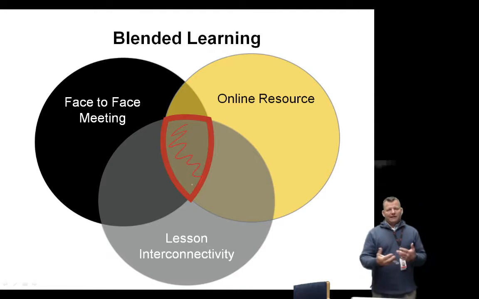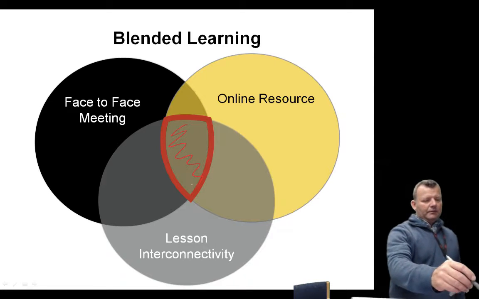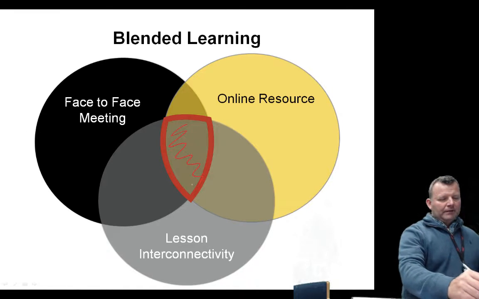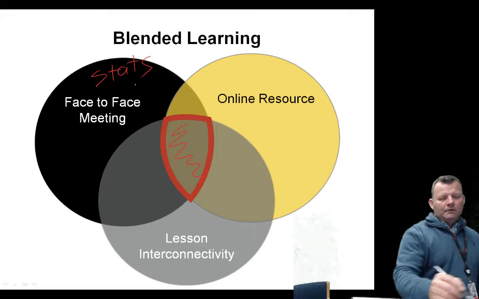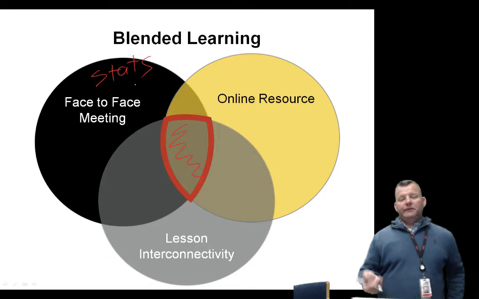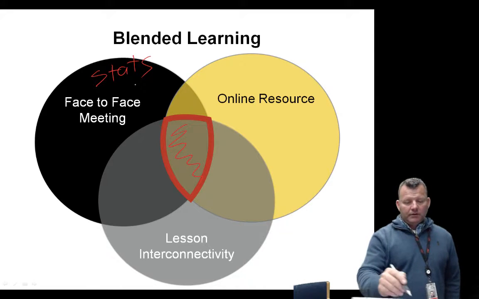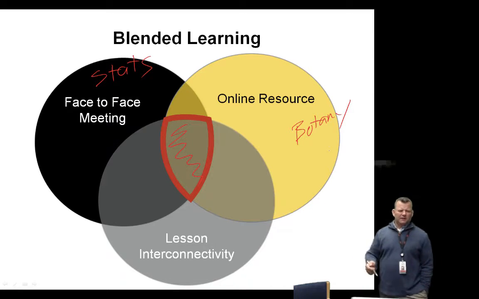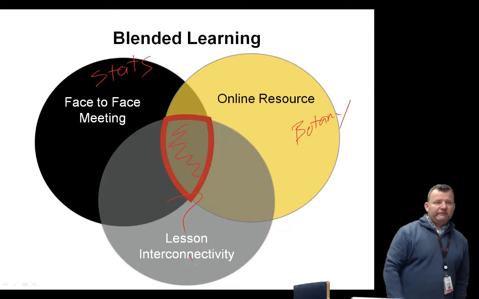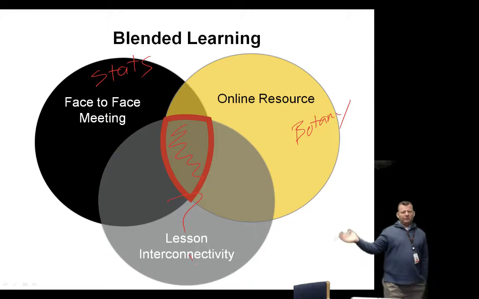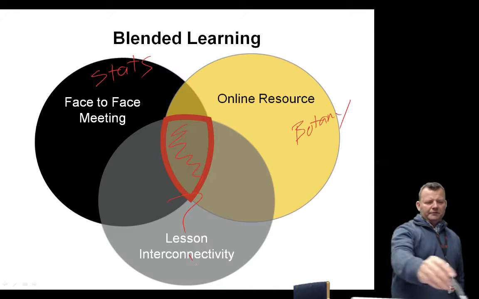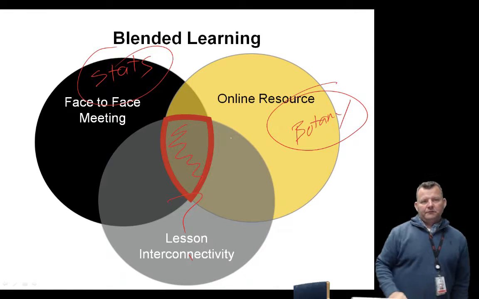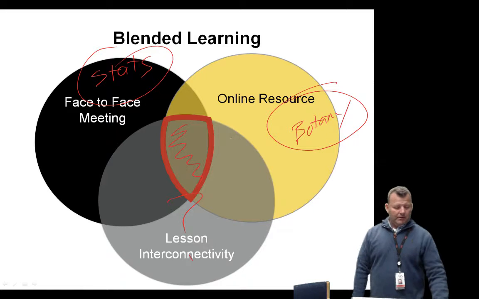Okay, if there's no connection, if this is about stats, and over here on the online resources, you're reading about trees and flowers. Well, this is going to get really confused. What does that have to do with what we're doing outside of class? And one of these two things is going to turn into busy work. It's going to seem pretty trivial.